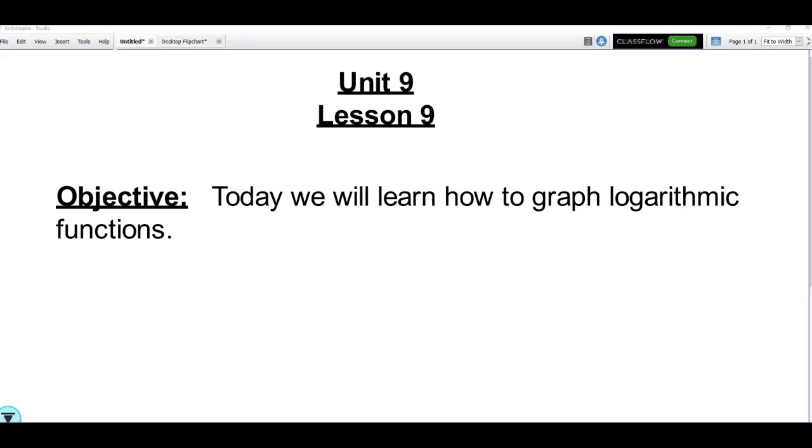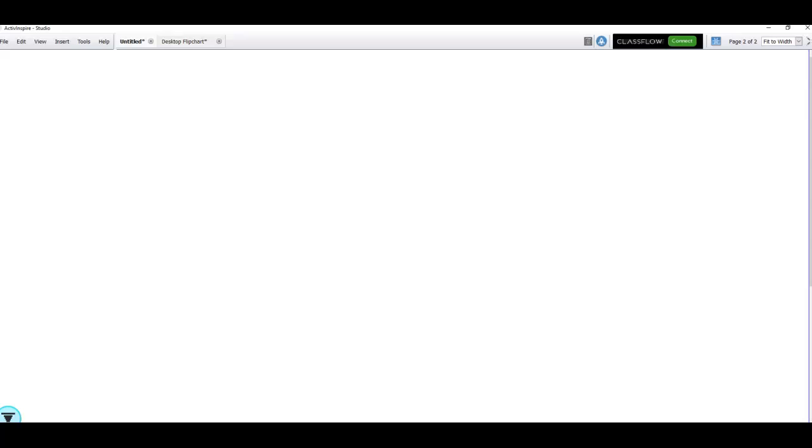Today's our last lesson for Unit 9, and we're going to learn how to graph some logarithms. So let's go ahead and begin here. I think I'll just start by giving you some steps that I'm going to use to graph logarithms.